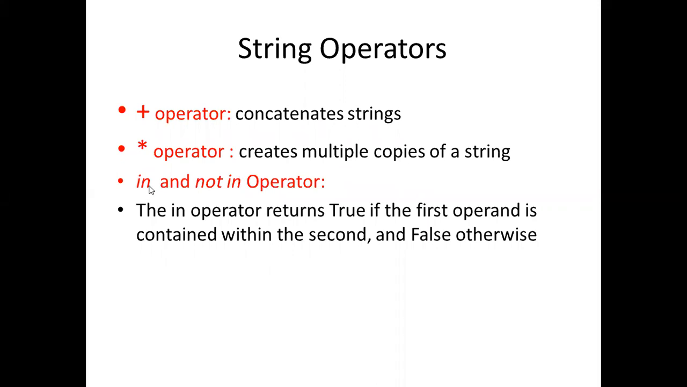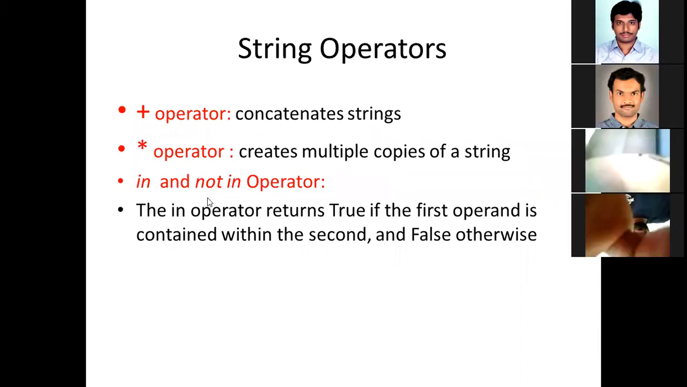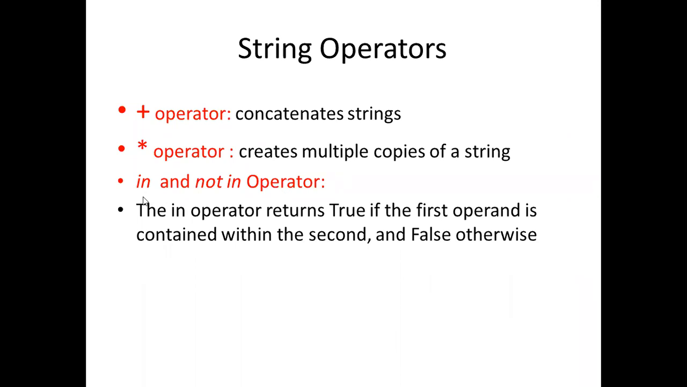And there are other operators called in and not in. I'll be telling you these two with the help of examples, but for the time being, in is used to check whether a substring is available in the main string or not. If the substring is available in the main string, in returns true. If it is not available, then in returns false. The not in is vice versa. The not in returns true if the substring is not there in the main string. Don't worry, we are going to discuss all these things with examples.